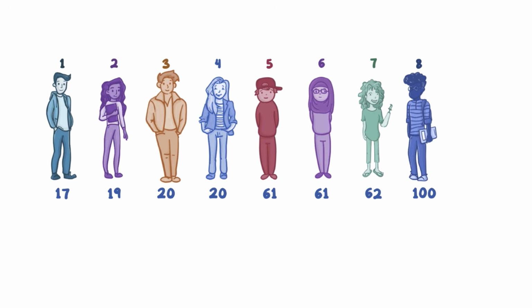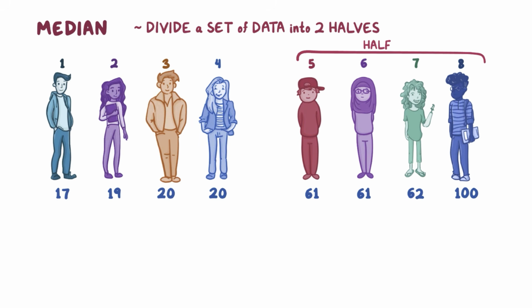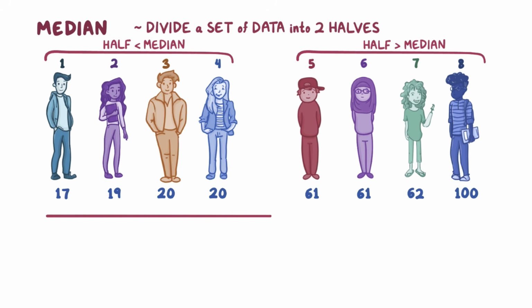To calculate the central point when there may be outliers, you can use the median. The median is the value which divides a set of data into two halves so that half of the values are greater than the median and half are less than the median. To find the median in our test scores example, you have to first arrange the test scores in order of magnitude like this: 17, 19, 20, 20, 61, 61, 62, 100.